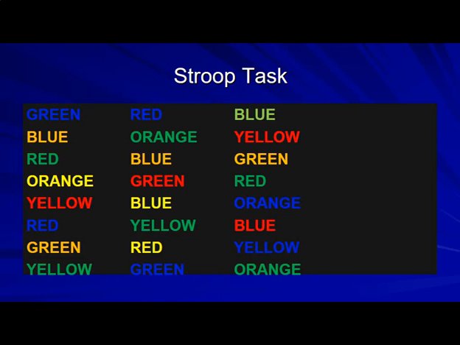The Stroop task is also known as the Stroop color naming task. There are a bunch of different versions of the Stroop task. This is the simplest. This is an easy task to give to participants. You can actually just give them a sheet of paper with these on them and time them how long it takes. This would be the basic experimental condition where the participant's task is to read the color that the word is presented in.